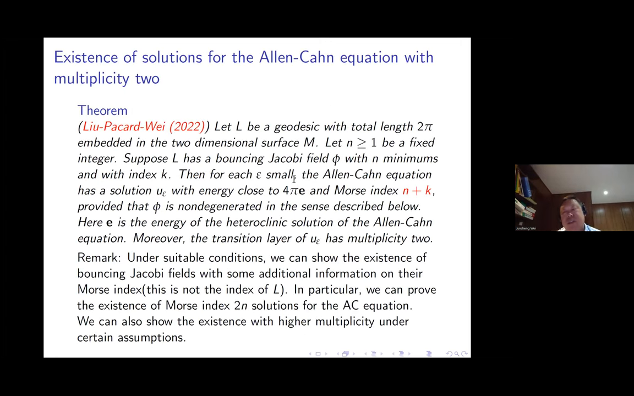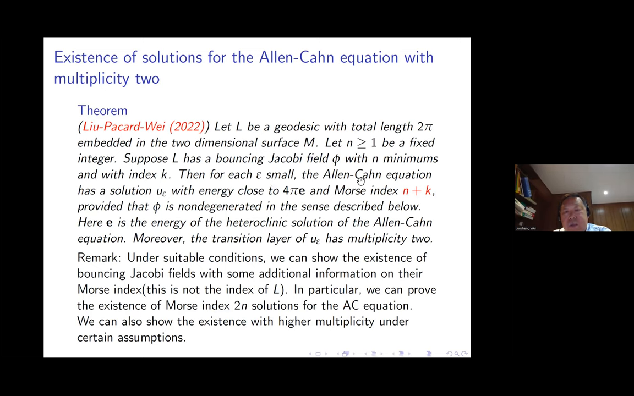So the next question is, suppose we have a Bunsen Jacobi field, can we construct a multiplicity 2 solution? Okay, and the answer is yes. So the result is: let L be a geodesic with a total length 2 pi. Okay, we can normalize the length. Let N be a fixed integer. And suppose L has a Bunsen Jacobi field with N minimum points and the index K.